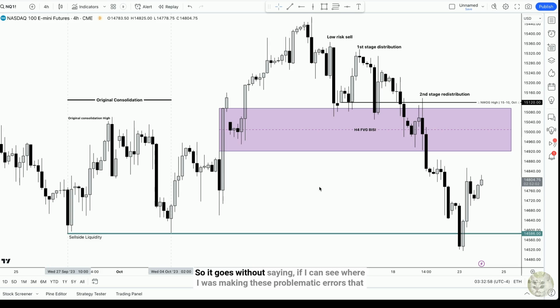So it goes without saying, if I can see where I was making these problematic errors that were causing me to lose my accounts, not just losing trades, blowing the accounts, because I would be over leveraging, placing Olympic level results and required them to be perfect, you've been there before. You're placing all the hopes and dreams on one trade execution. This is going to pass my funded account. I'm going to get a payout on this first trade with my first day, my first hour with my funded account, and you blow it.